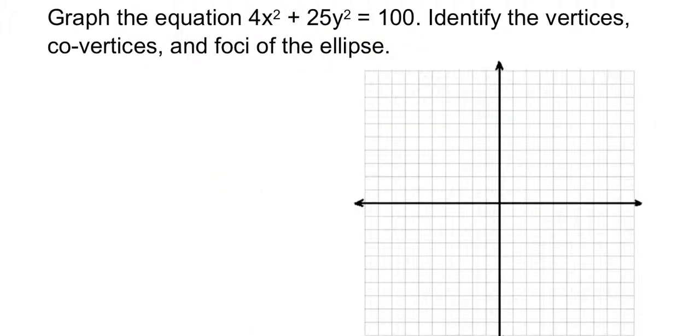All right, so let's actually look at an example. They give us this equation: 4x squared plus 25y squared equals 100. We're going to identify the vertices, co-vertices, and foci of the ellipse. Well, where's the center going to be?